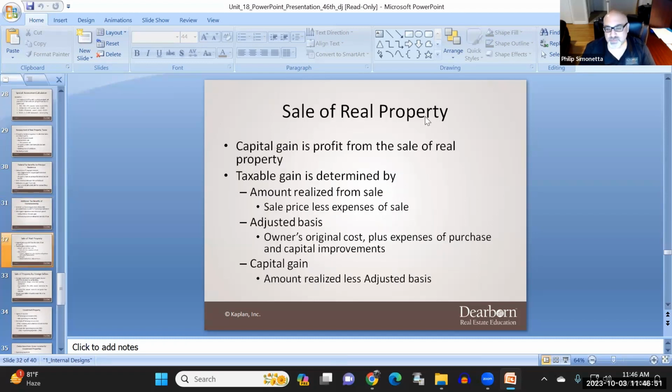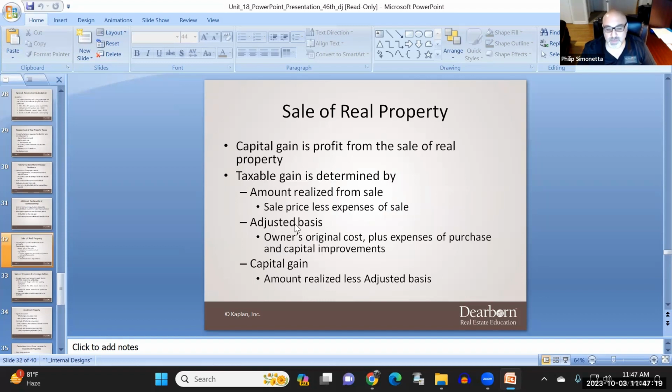Let's talk about the sale of real property. Capital gain is the profit from a sale of real property. A taxable gain is determined by the amount realized from the sale. That's the sale price less expenses of the sale. That would be your commissions. If you make 100,000 and pay 10,000 in commissions, it's 90,000, right? Like anything like that. You have your adjusted basis.